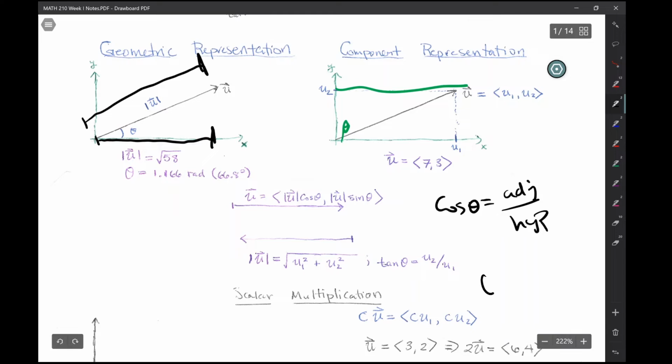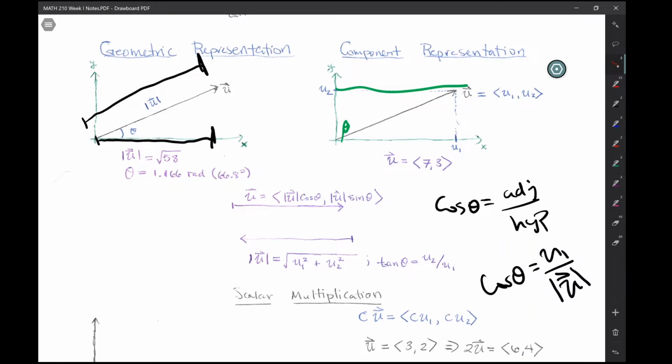And so you would have cosine theta is equal to the adjacent again, which is u1, all over the whole length of the vector u. The length of the vector is the square root of 58, and our angle, which we're given since we are talking about the geometric representation, is 1.166 radians. And if we plug these values into this formula here, you will get 7.